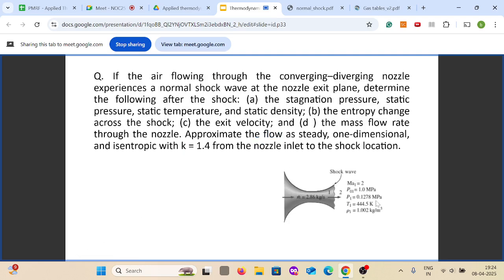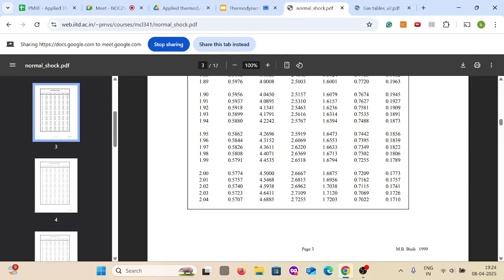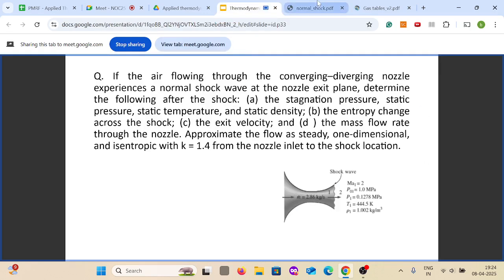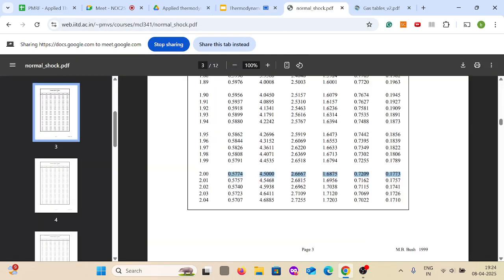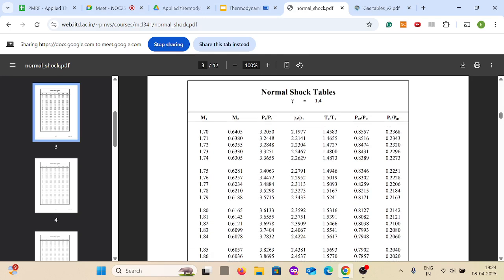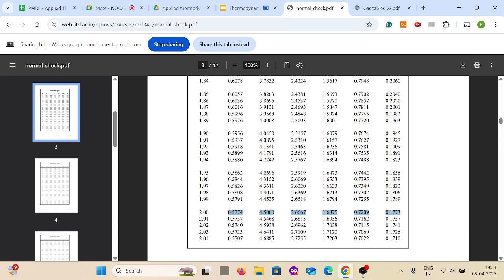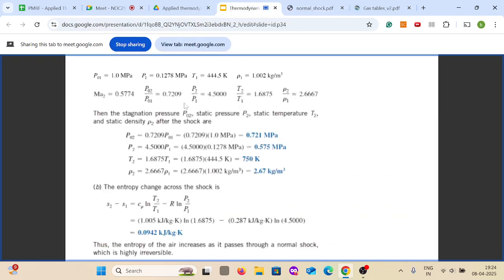So for that, we go to the normal shock table for Mach number of 2. So this is the Mach number of 2, and we find P02 by P01, P2 by P1, T2 by T1, and rho 2 by rho 1. So the downstream Mach number is 0.5774, P2 by P1 is 4.5, rho 2 by rho 1 is 2.667, T2 by T1 is 1.6875, and P02 by P01 is 0.7209. So that's what is given here, and then we use that to find out the downstream properties.